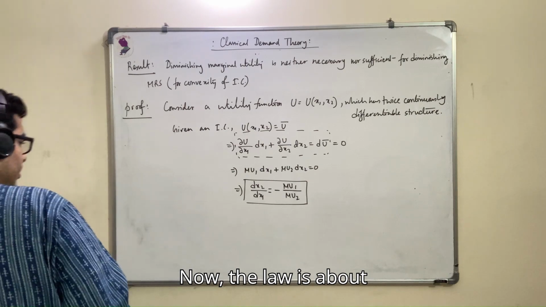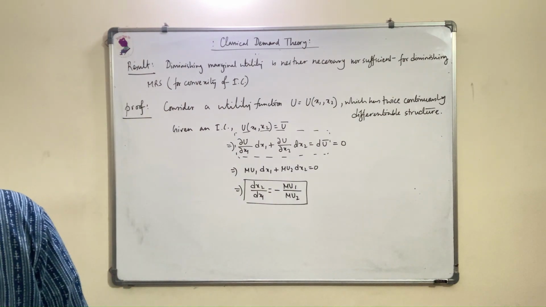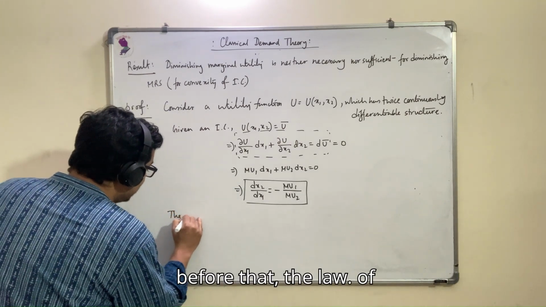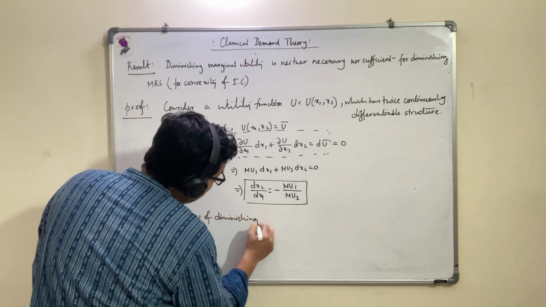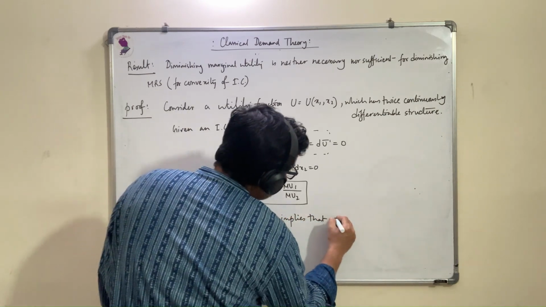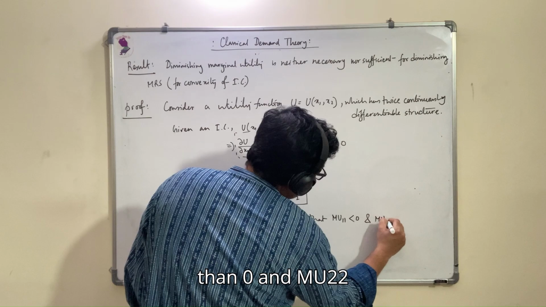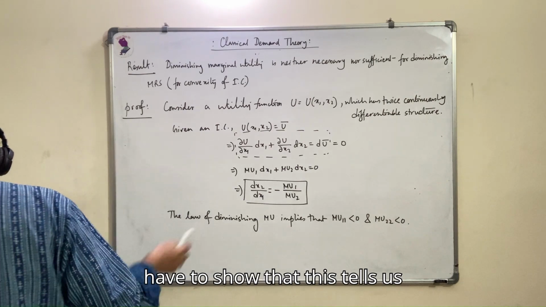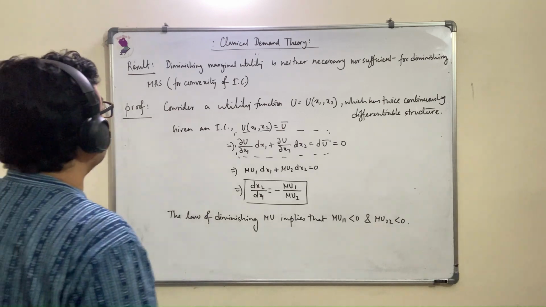Alright. Now, the law is about the second order. But before that, the law of diminishing MU implies that mu11 is less than 0 and mu22 is less than 0. And we have to show that this tells us nothing about the diminishing nature of MRS. Okay.